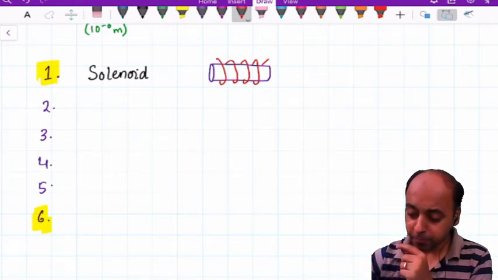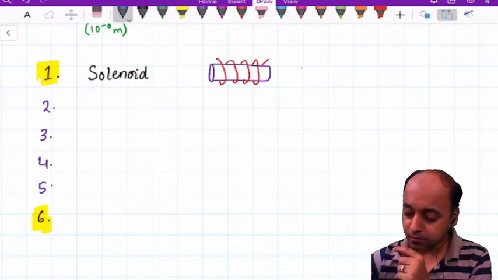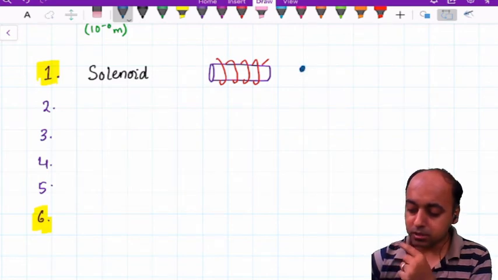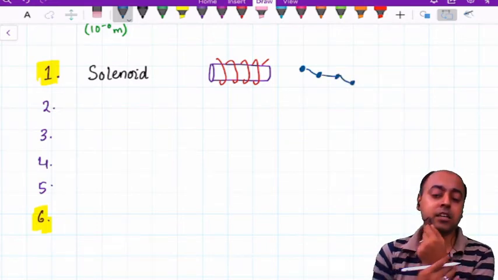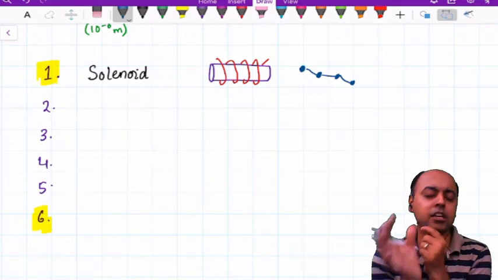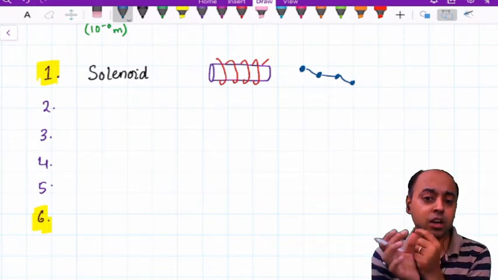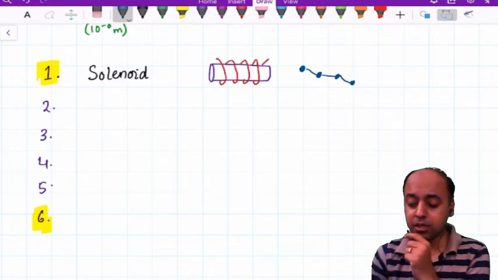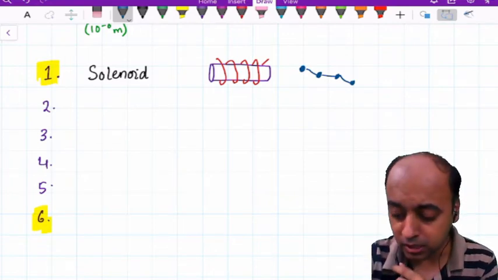The solenoid arrangement, when you look at it under the microscope, appears something like this. This is the solenoid, and an intervening segment is there. Then again the solenoid, the intervening segment, the solenoid, the intervening segment. Like this, the arrangement is there: intervening sequences of DNA which are not the solenoid, and then the repeating solenoidal structure.